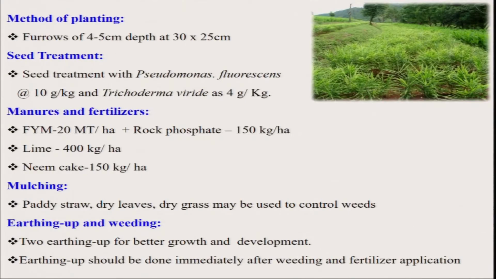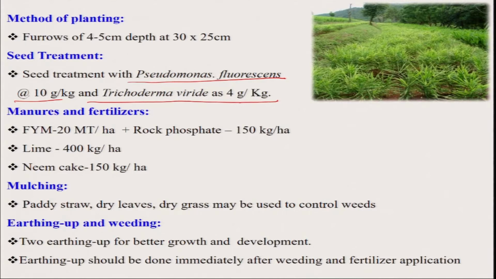This is the method of planting. Furrows of 4 to 5 centimeter into 30 to 25 centimeter. Seed treatment is very much necessary, I have already told, because every time we cannot apply insecticide in organic farming. So if our seed is good, we can control lots of diseases, and that is why seed treatment is recommended with 2 things, that is Pseudomonas fluorescens, a bacteria, and second is the Trichoderma viride.